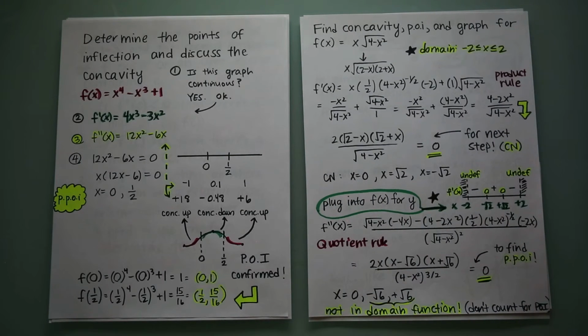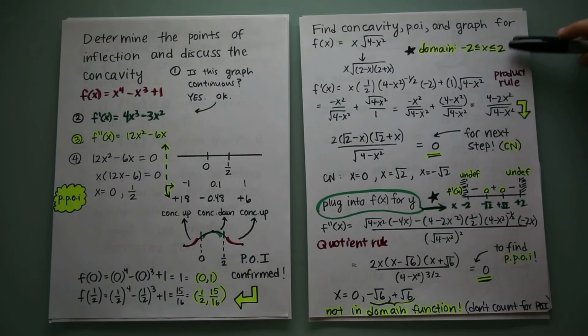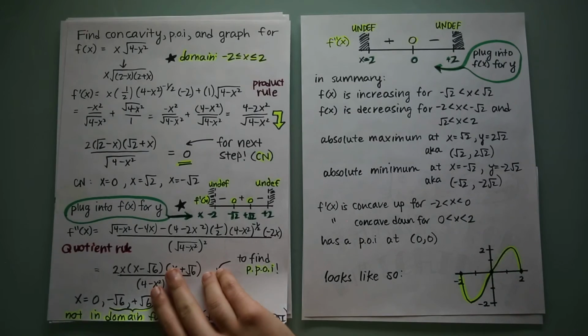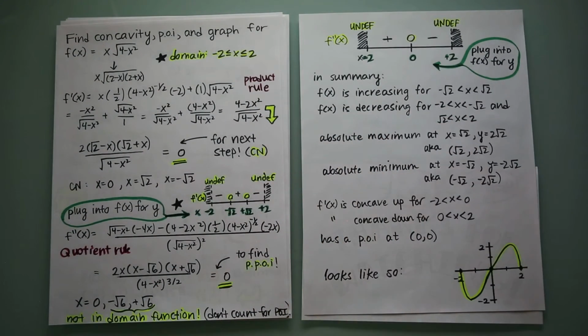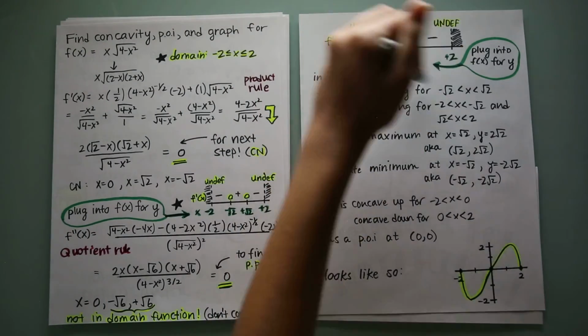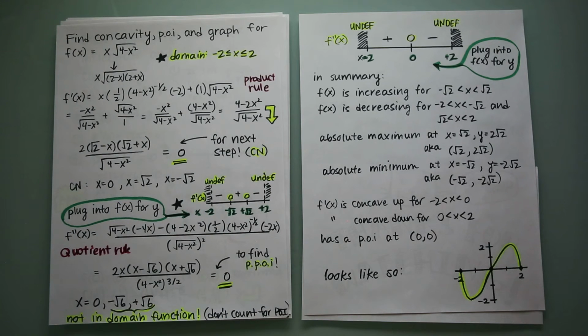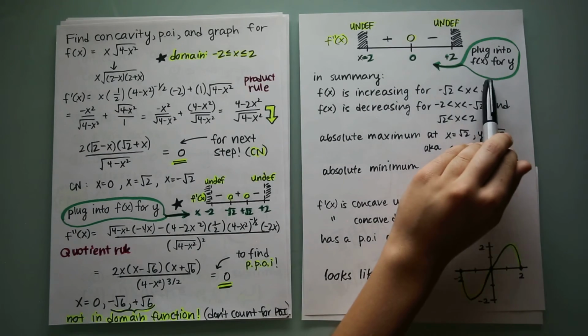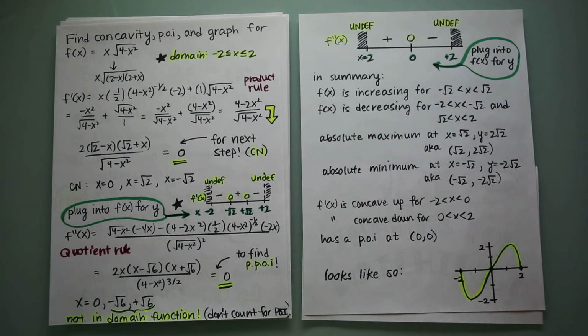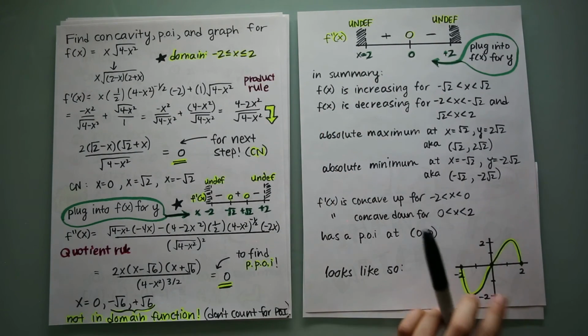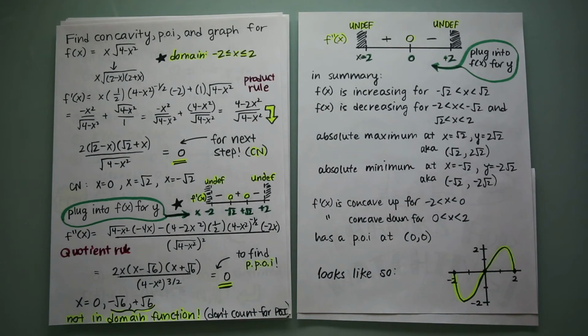Now this is where knowing the domain restriction comes in handy. Positive and negative root 6 lie outside of the restriction, so we don't need to test these values as inflection points. We end up testing values between negative 2 and 0, and 0 and 2, by plugging the values into the second derivative. We get a positive value for negative 2 to 0, which represents concave up, and a negative value for 0 to positive 2, which is concave down. If we plug 0 into the original equation, we can find the y value of the point of inflection, which is 0. Here is the overall answer for our work.